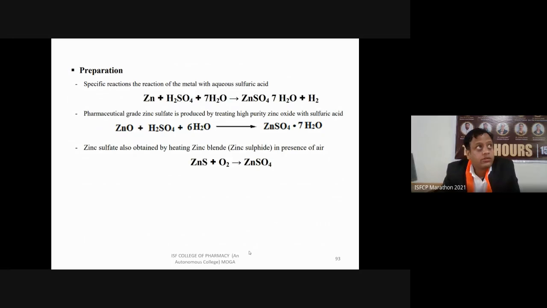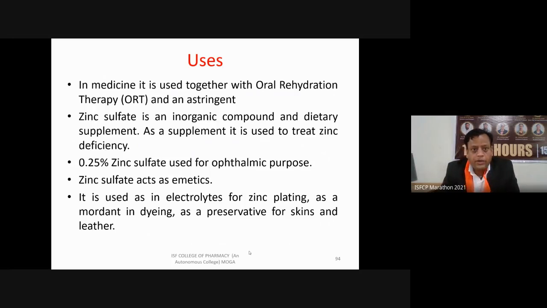Now, the preparation of zinc sulfate. How can we prepare zinc sulfate? Zinc, when reacted with H2SO4 and water, forms zinc sulfate heptahydrate with the release of hydrogen. Zinc sulfate can also be prepared by the reaction of zinc oxide with sulfuric acid in the presence of water, and it is also produced by the reaction of zinc sulfide with oxygen. It is used medicinally, together with oral rehydration therapy and as an astringent. So its main action is as an astringent.